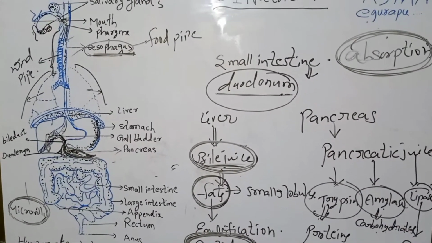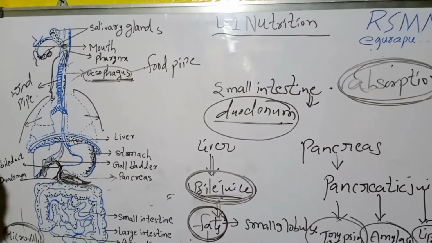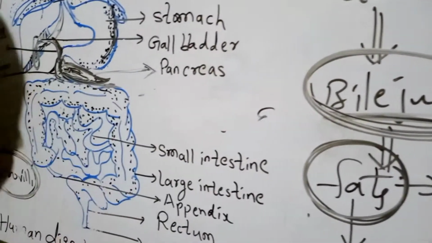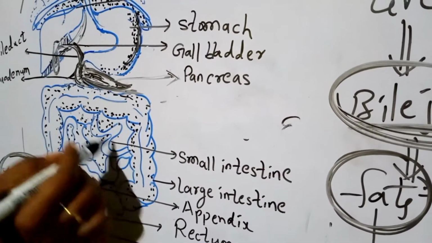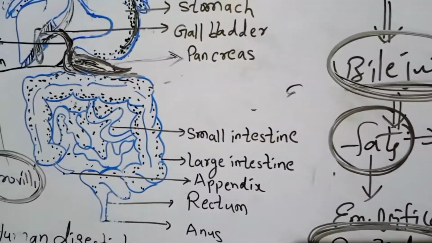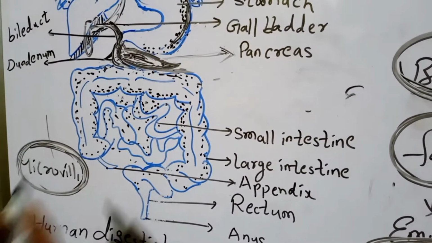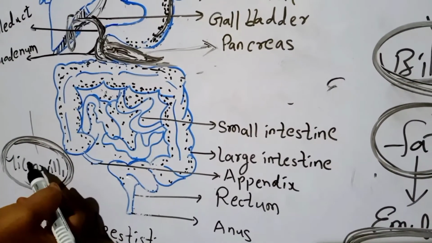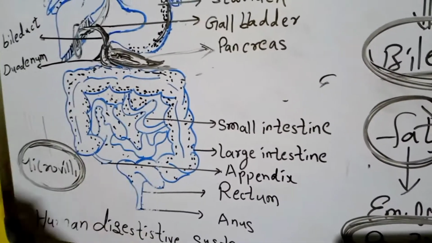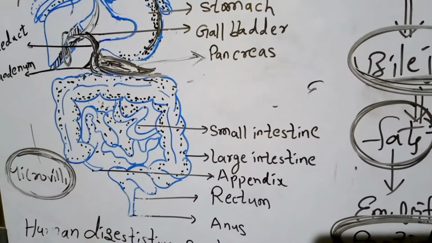Internally, the intestinal wall has a large number of finger-like projections. See, the small intestine contains finger-like projections. These finger-like projections are called villi. What is the function of these villi? We can also call them microvilli. This increases the surface area for absorption.